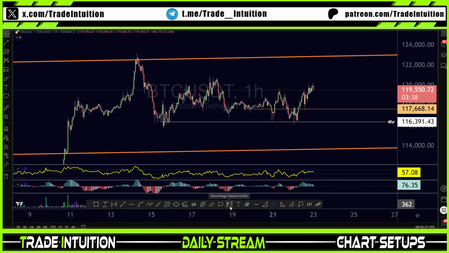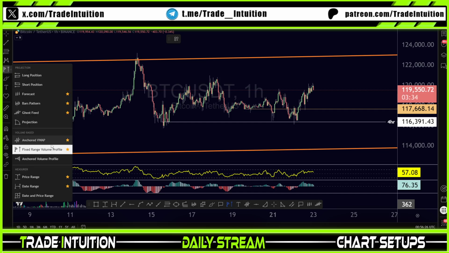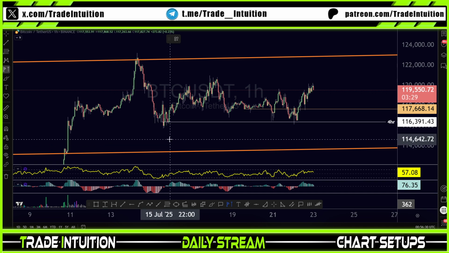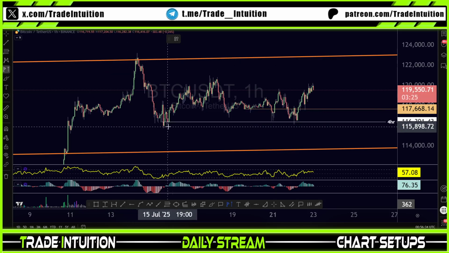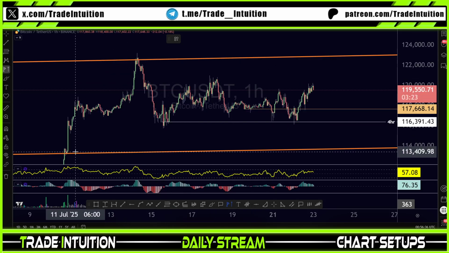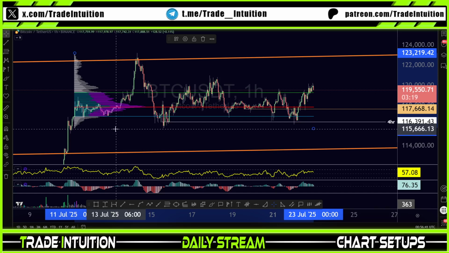So here's my fixed range volume profile. You can identify it. You can find it over here. And here's where it's at. I have a little star, that way it's on my floating toolbar. But the first one we're going to do is the start of this range that led into this larger range. So I'm going to go from, I'll just say here, all the way over. So it creates one level.